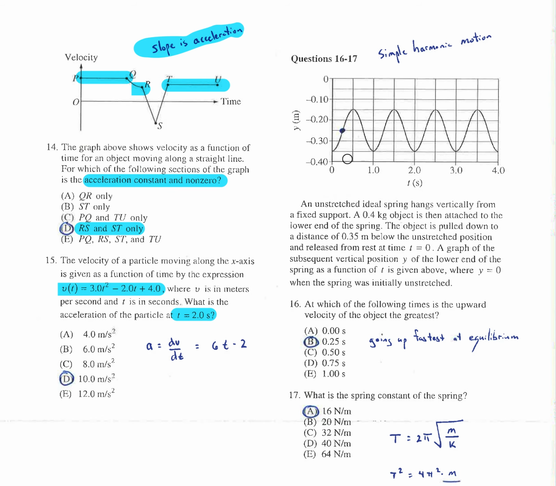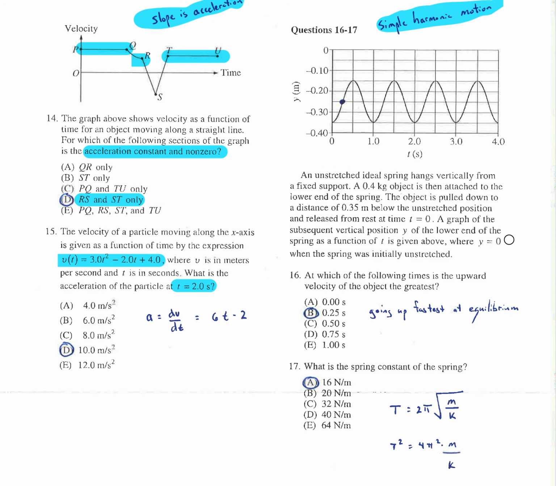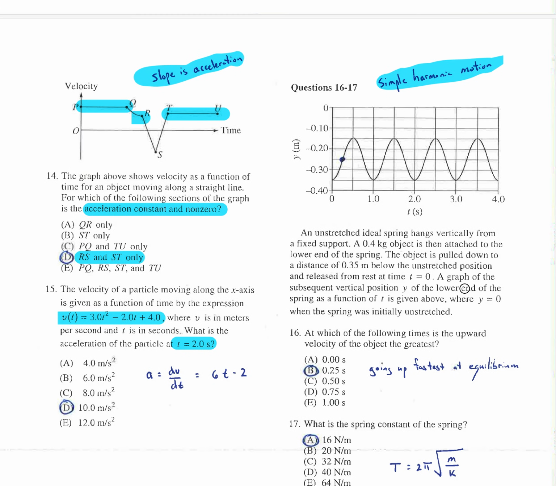All right, you see this, boing, boing, boing. Right away, you will think simple harmonic motion, right? You know this is a spring bouncing back and forth, okay? At which of the following is the upward velocity the greatest? So you're looking for a positive slope, right? Upward velocity, positive slope, and the first time, and it's right there.